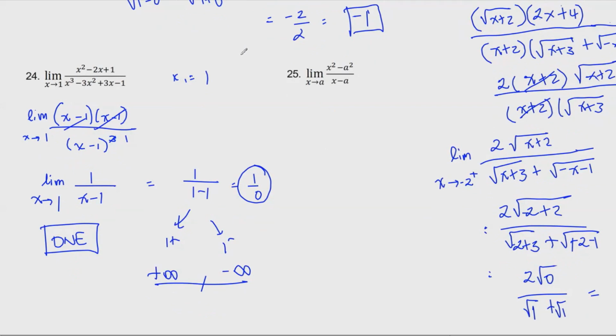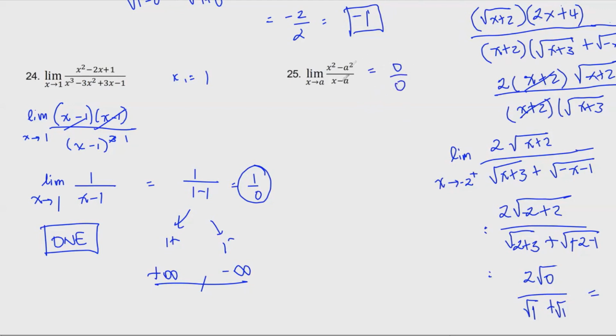And now let's proceed with the last number for our continuity. So that is the limit of (x squared minus a squared) over (x minus a) as x approaches a. Now if you substitute a into our function, we could see that we have a squared minus a squared, that is 0, divided by 0, and that is an indeterminate form.